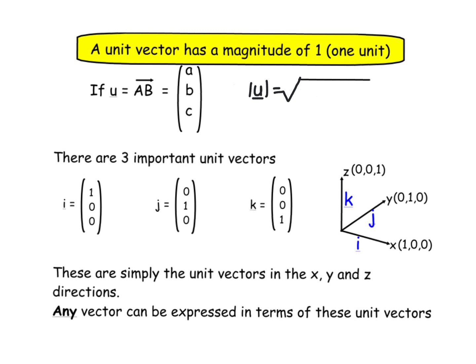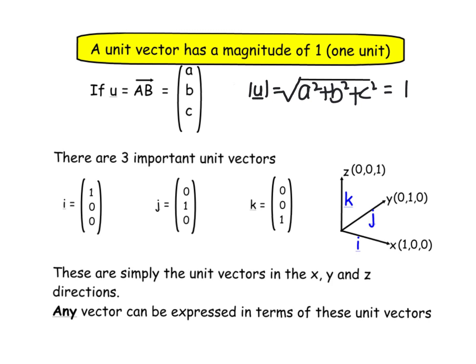So for example, if we had a vector u or a to b and we're given it as a, b, c, then the magnitude of this, so let's call it magnitude u, would simply be the square root of a squared plus b squared plus c squared, and whatever that answer is, it will be equal to 1, okay?